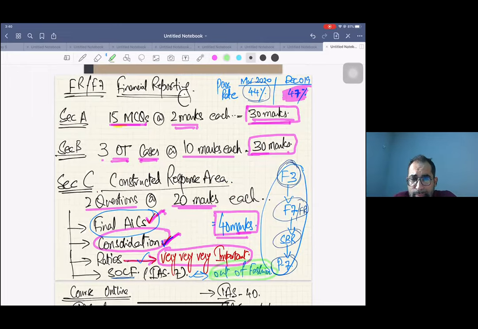Now, some people think that moving from paper-based to computer-based examination is difficult. It's not difficult, I'm telling you, because the shift is towards technology. The use of technology is increasing now.